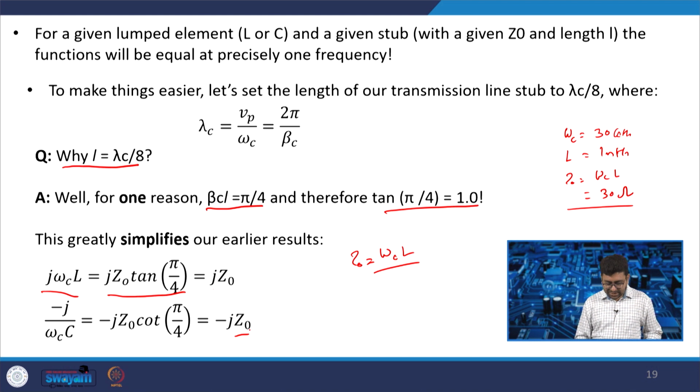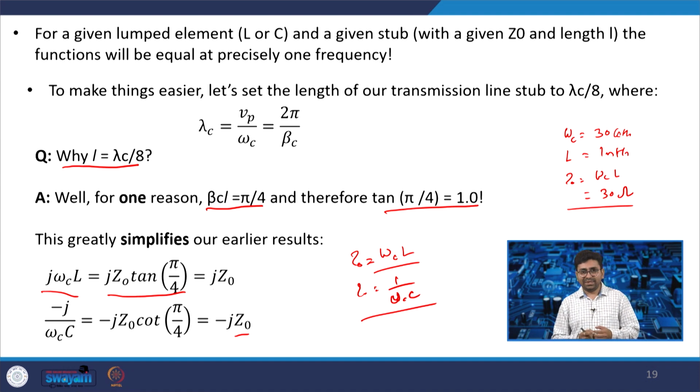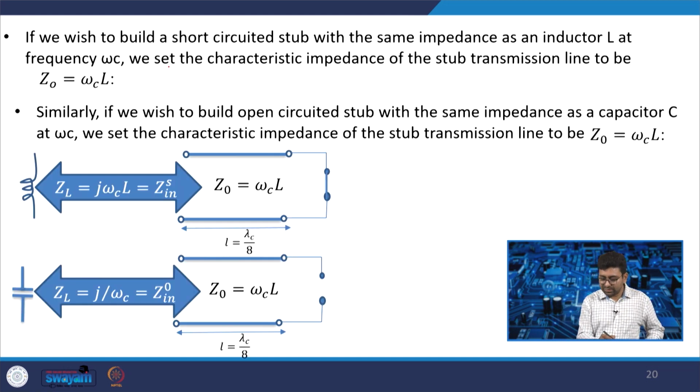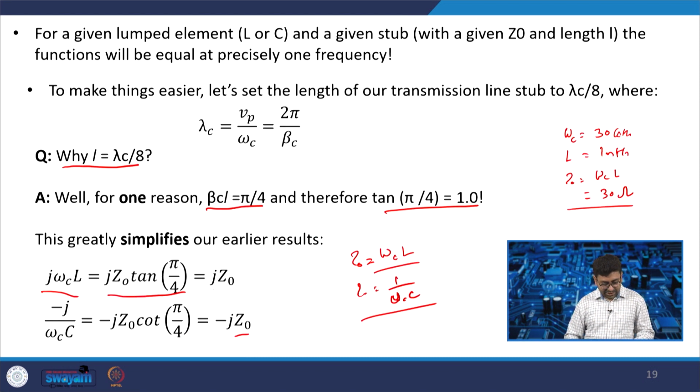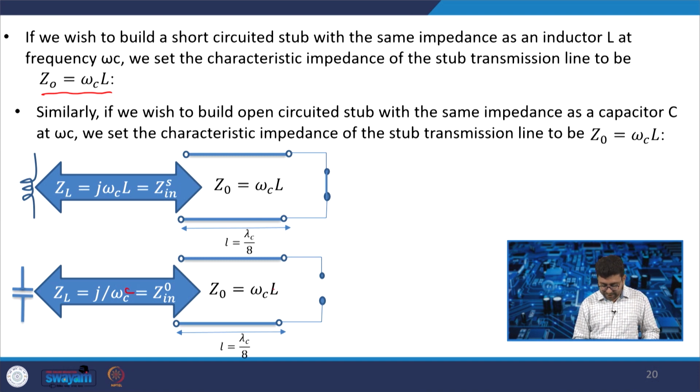Similarly, you can also represent the capacitance. Z naught is equal to 1 by omega c into C. Whatever capacitance you want, you can realize just by an open circuit. So the difference is, for an inductor you should use a short circuit line, and for a capacitor you should use an open circuit line. The same thing is mentioned here, I am not reading it again. In the case of the capacitor your ZL is equal to J by omega c into C, and your Z naught here is 1 by omega c into C, as I mentioned in the last slide.